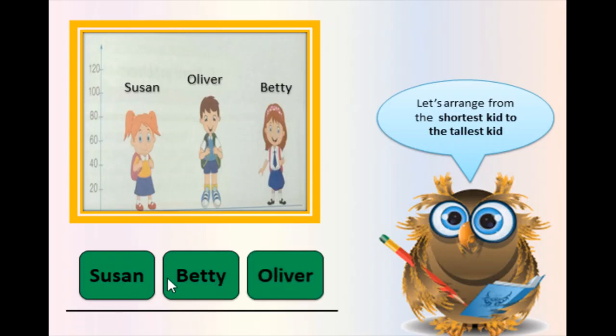So the shortest is Susan, followed by Betty, and the tallest is Oliver. Susan measures 85 centimeters tall. Betty measures 90 centimeters tall, while Oliver is 100 centimeters tall. That gives us a correct arrangement from the shortest kid to the tallest kid. Okay?